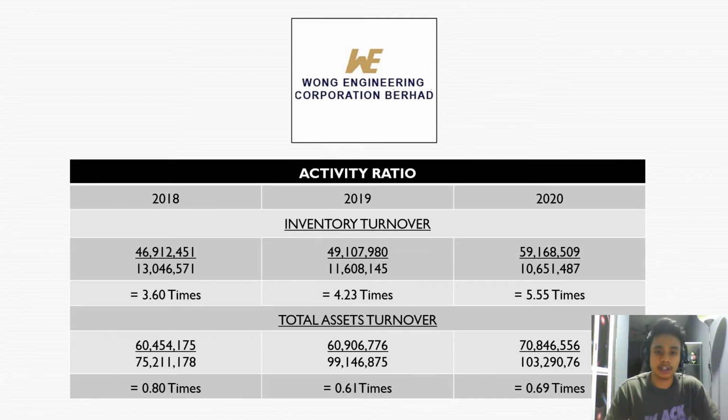For the activity ratio, inventory turnover, the company has an increasing number of times replacing its inventory after sales. This shows how fast Wong Engineering Corporation has made sales and how often the company restocks its inventory. For total assets turnover, 2018 has the highest asset turnover compared to 2019 and 2020. This indicates that the company is not efficiently using its assets to generate profit.